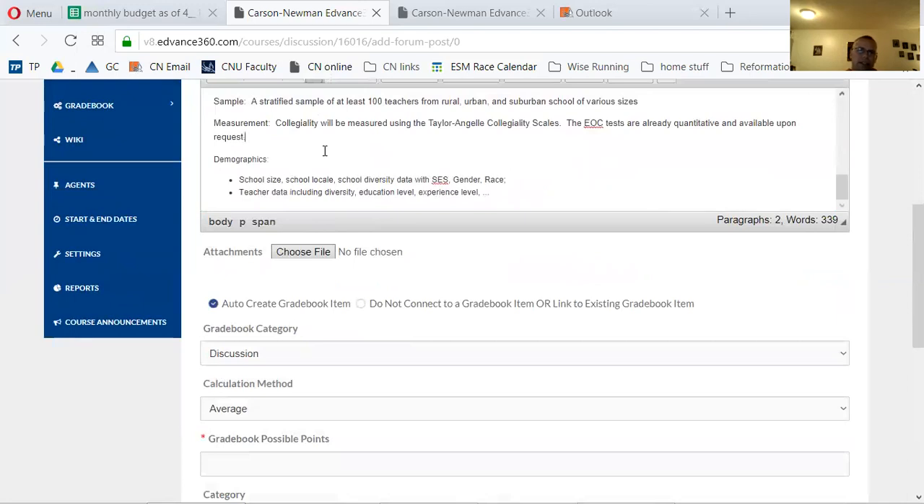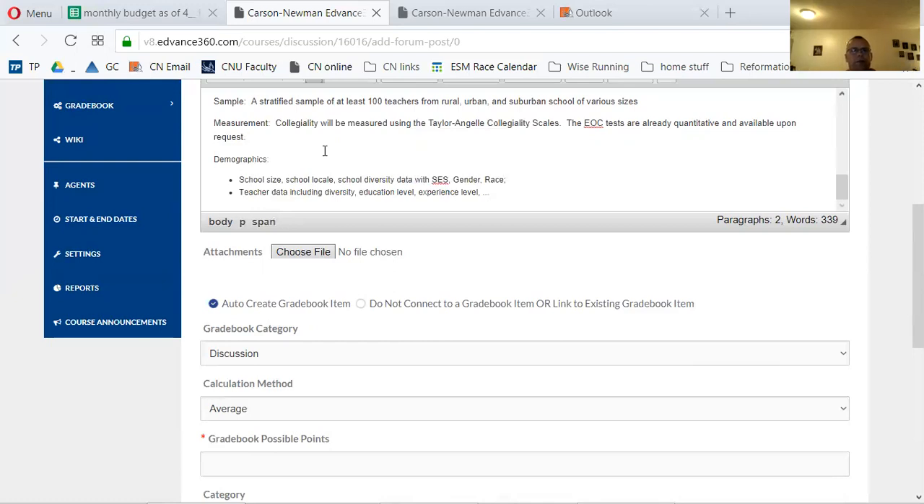Next, the demographics that I will need to inform my study with. When I do the sample, I'm going to have to know about the school size and the school locale. Is it urban, rural, or suburban? Is it diverse in terms of SES, gender, and race? We don't come to a conclusion, we just report the data, and we want that to be comparable in its mix to the state of Tennessee, because that's where I want to generalize to.